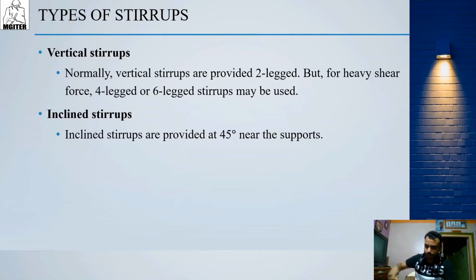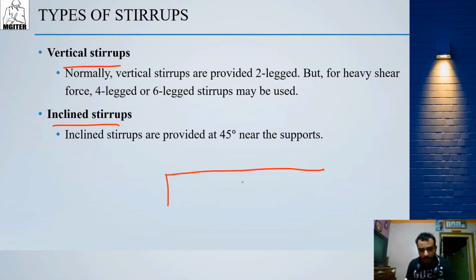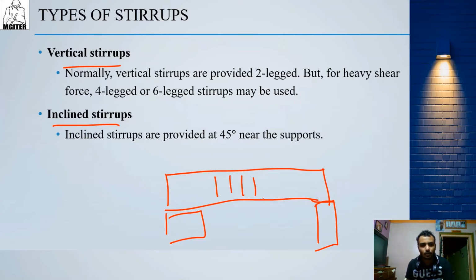Vertical stirrups. We have two types of stirrups. First is vertical stirrups. Second is inclined stirrups. So what is a vertical stirrup? Vertical stirrups means here is your beam resting on a column. At that time, your stirrups are provided like this. Inclined stirrups means your stirrups are provided at an angle, 45 degrees at the support, and are called inclined stirrups.